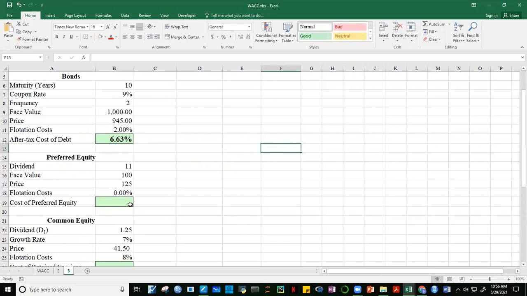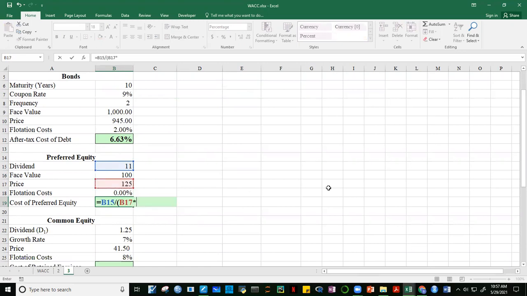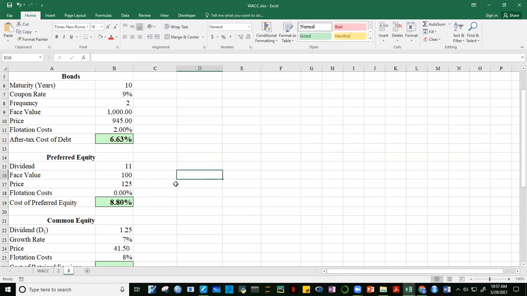Okay, how about for preferred? Very easy. It's the dividend divided by, okay, the price. The price is this one, and then minus the flotation rate. Okay, nagkataon dito na zero yung flotation rate, pero pag iba yan, lagyan na lang din natin. So that's 8.8%. Kasi kung meron to, kunyari 1%. Diba? Nabago yung price. Anyway, lagyan na natin na 1%.